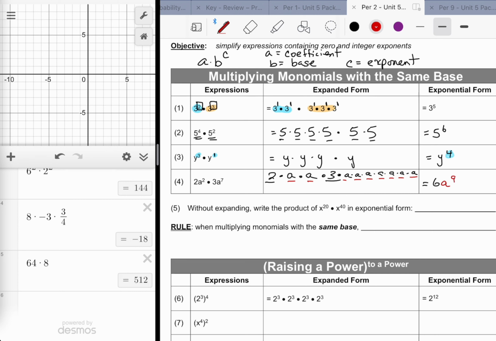Now, listing out the expansion is not practical because if I were to do that every time, especially looking at the next example, x to the 20th times x to the 40th, I don't want to write out the x 20 times. I definitely don't want to write it out 40 times. So the shortcut is really necessary. But what we get out of this is that we didn't really need to do any of this work if we recognize that all I'm doing is multiplying the coefficients, 2 times 3 to give me the 6, and then adding the exponents. 2 plus 7 gives me the 9.